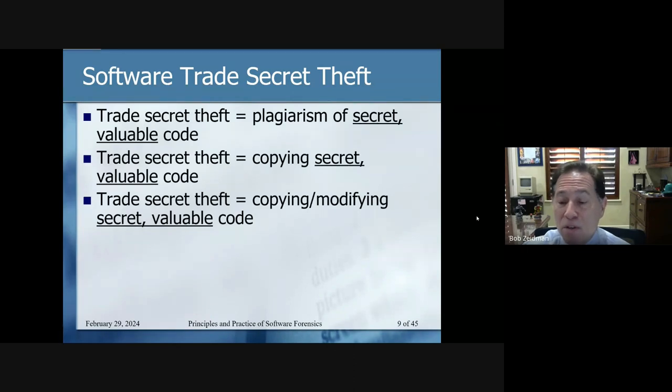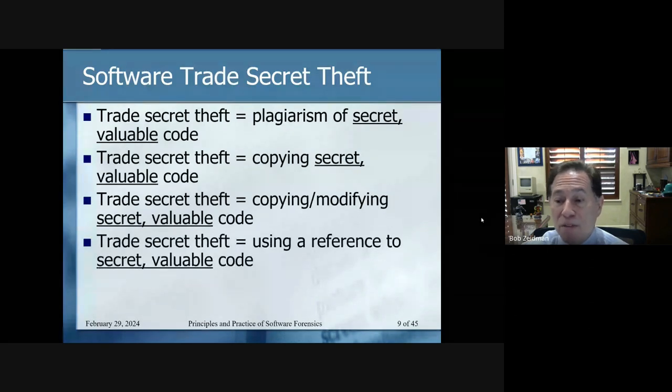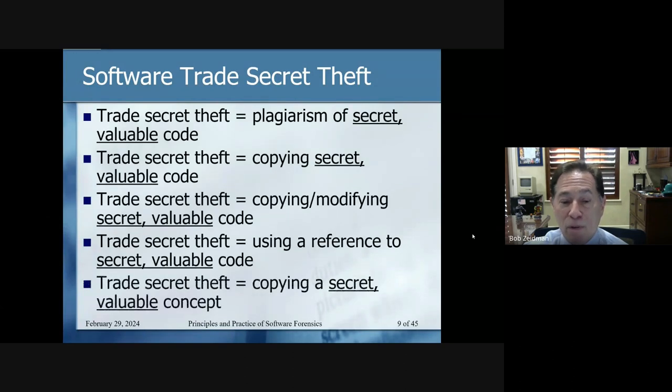Some programmers don't understand that if you take something and modify it, the fact that you took it in the first place, unless you had the permission to do that, it's still trade secret theft. Using something as a reference, basically getting your hands on any kind of code, any kind of useful code, is generally going to be trade secret theft if you don't have permission to use that code for whatever purpose you're using it for. But it's also the copying of any secret valuable concept.